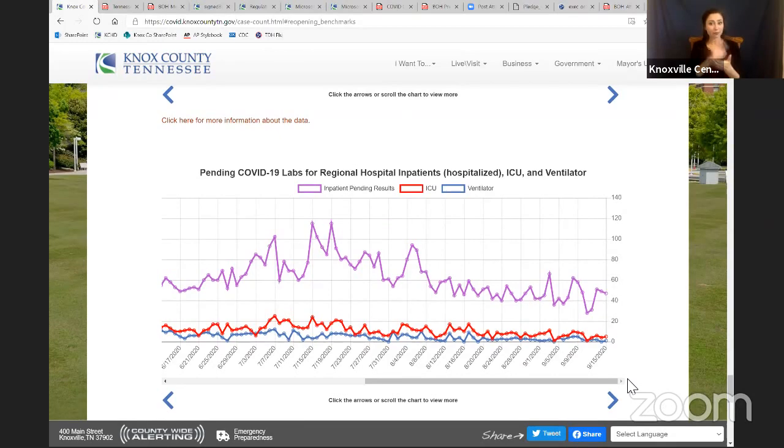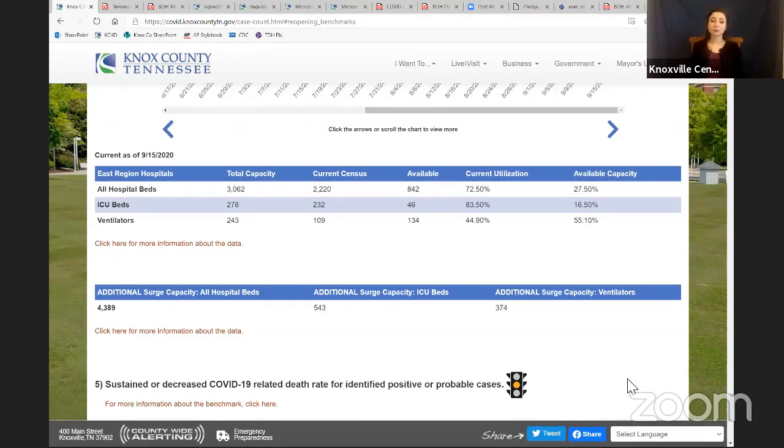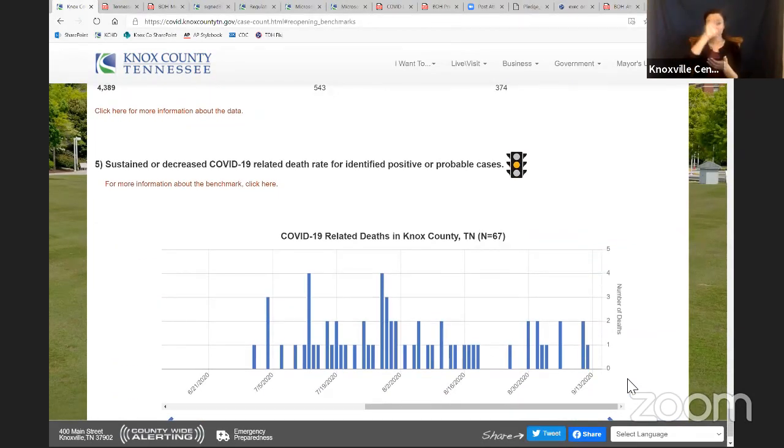Our fifth benchmark, sustained or decreased COVID-19 related death rate for identified positive or probable cases. Over the past 2 weeks, we have seen 11 deaths. The information available leads us to represent this benchmark as yellow. And Catherine, do you have the detail on our trends ready?